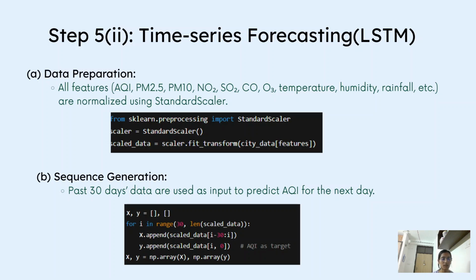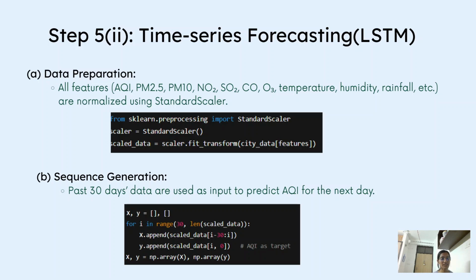So now we will go through the steps we did in the time series forecasting using LSTM. We use the past 30 days of data of 11 features, AQI, pollutants, and weather, to predict the next day's AQI. In the first step, we use scaling. Why do we use scaling here? Because LSTM is sensitive to feature magnitude. So we normalize our data using standard scaler.